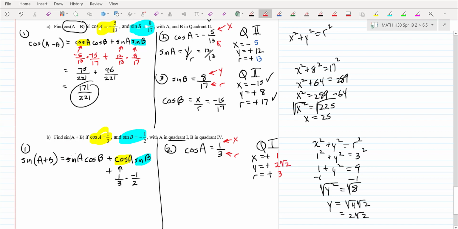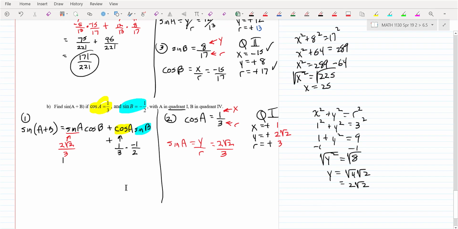Now, in this problem, we have to find the sine of A. So the sine of A is going to be y over r. So y is 2 root 2, r is 3. So that plugs in like that. Same idea as the last problem. You just got to be sure that you pay attention to the quadrant and the signs. I have to give you the quadrant, otherwise you couldn't narrow down what the signs were.